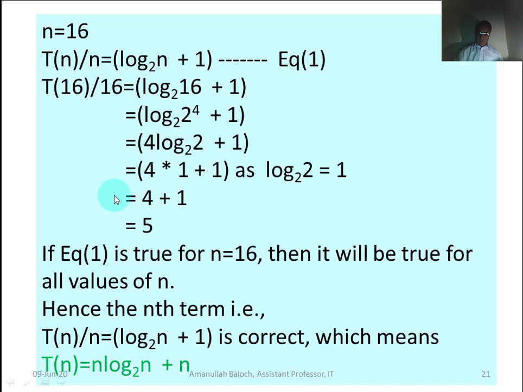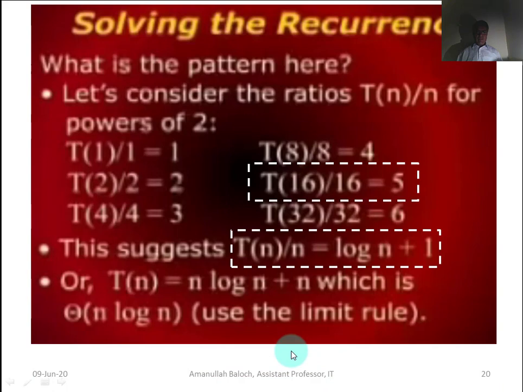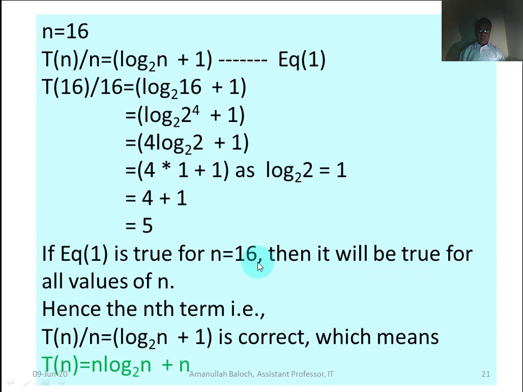By the previous calculation, we also found that T of 16 divided by 16 is equal to 5. It means for n equal to 16, this result is correct. So T of n divided by n is equal to log of n plus 1, and for any value of n, this relation will be true. If equation 1 is true for n equal to 16, then it will be true for all values of n. Hence, T of n divided by n is equal to log of n base 2 plus 1 is correct.